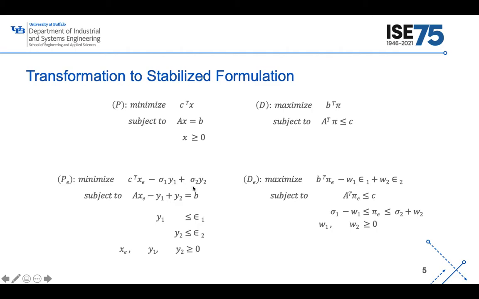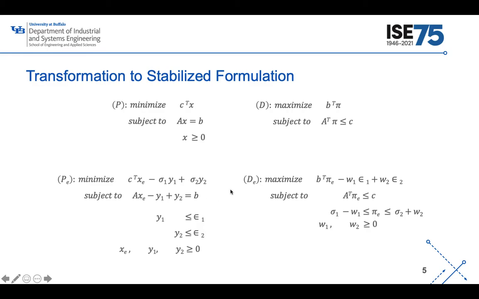So the idea is that as we bring new columns into the master problem, if it's a bad column, then we're going to make it a stricter, larger bound, which means, if you want to minimize, then it's going to be bounded or limited by these scalars.